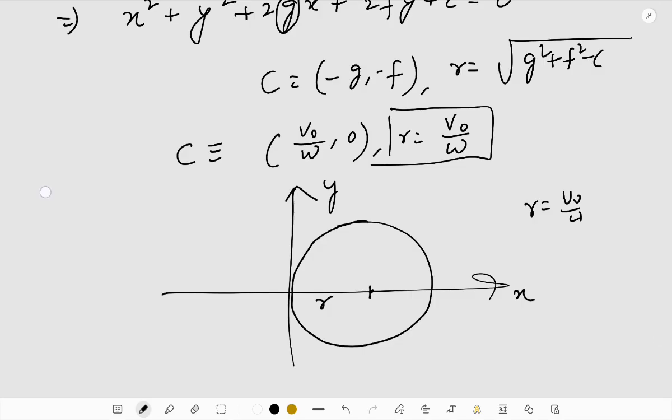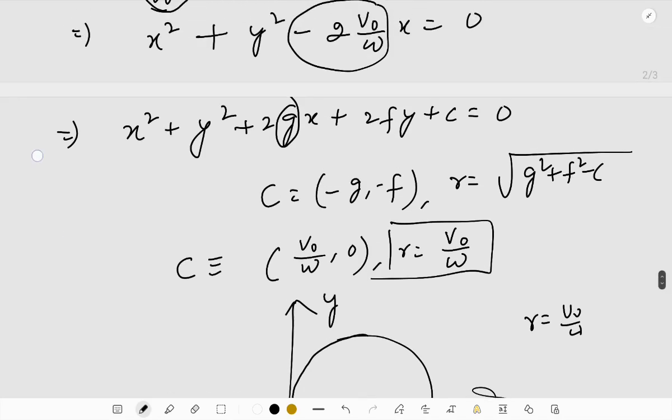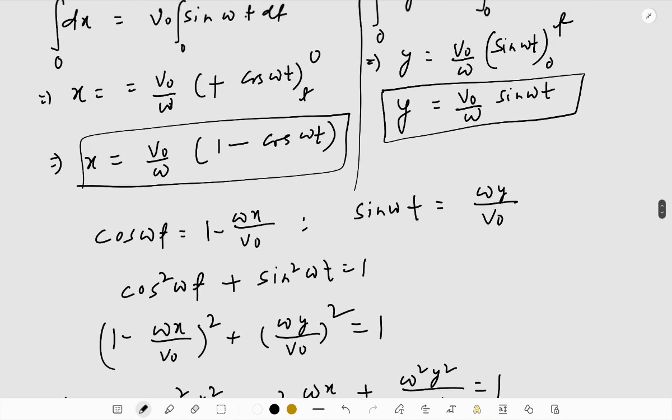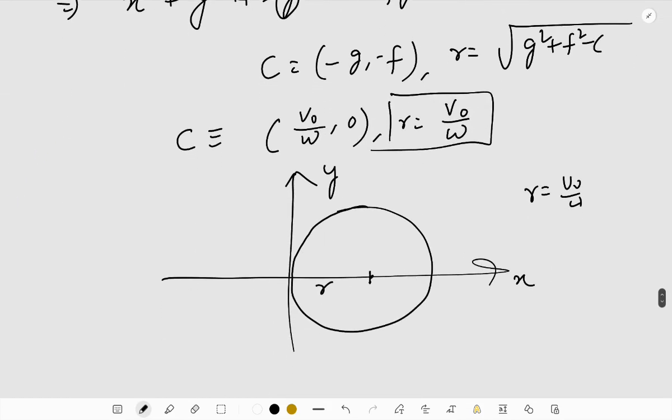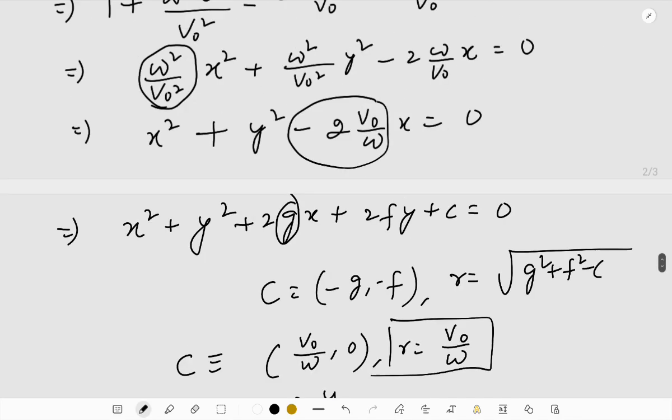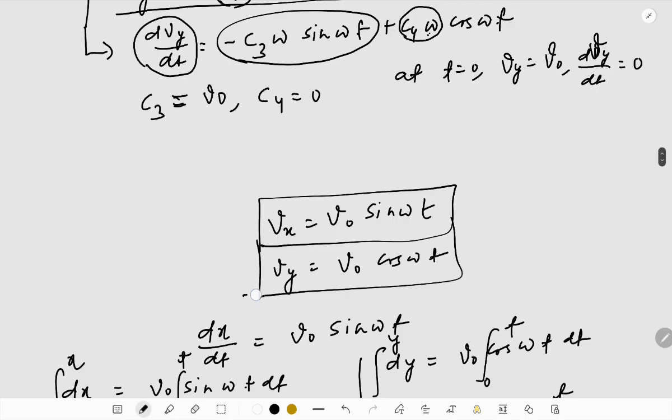And if you look at its equations, its x and y coordinates, you can see both are varying sinusoidally. That means our object is moving with the fixed speed v naught, because you can already say here, its Vx is equal to V naught sin omega t and Vy equals V naught cos omega t. So the speed of the object is always V naught. So it's a uniform circular motion.